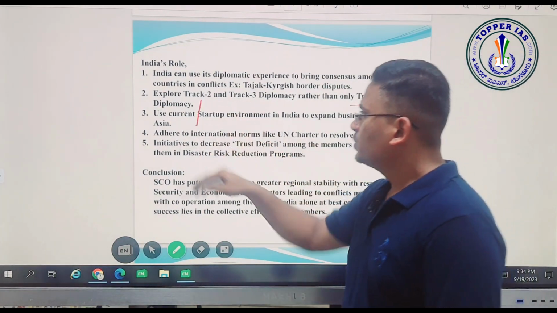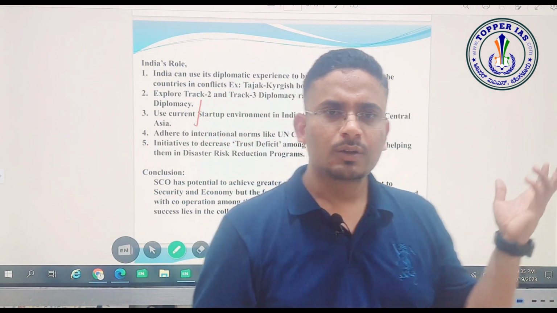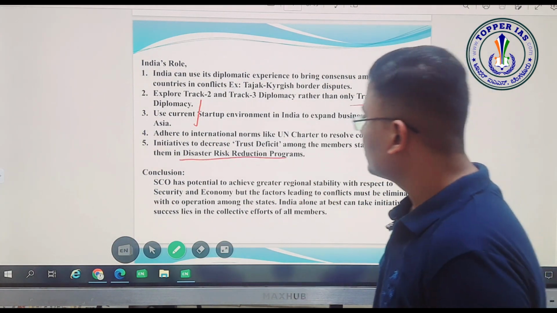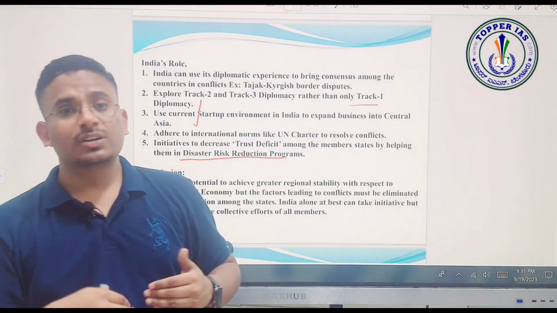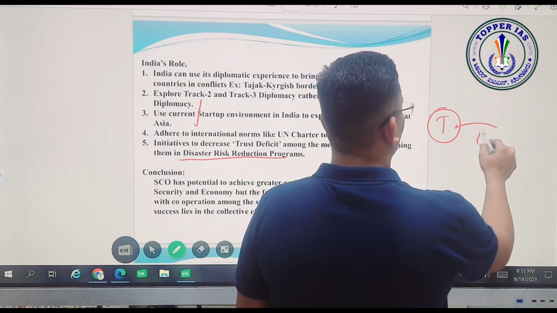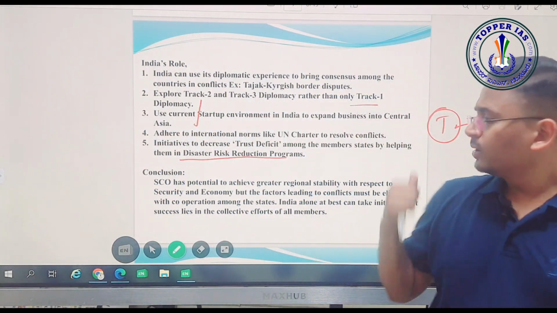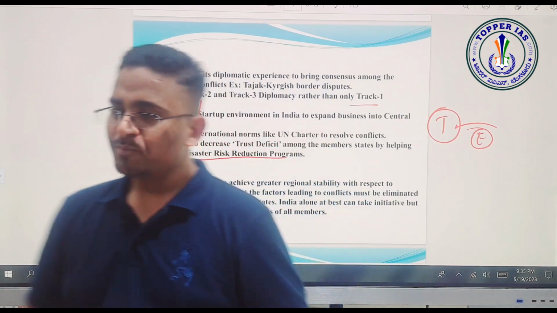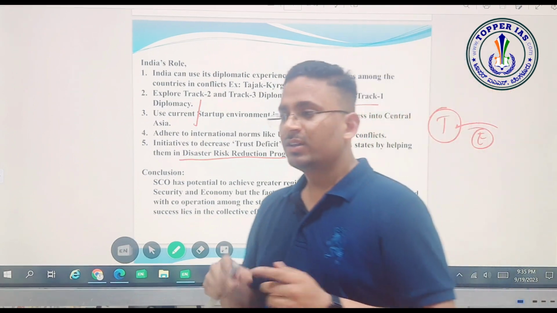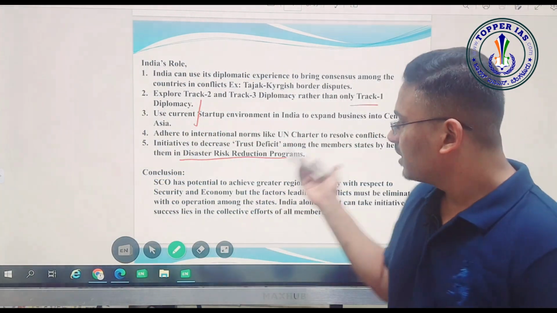Then these are very generic points which you can add, because if there is any conflict, we have to follow the United Nations charters and regulations to solve it. And India can focus on disaster risk management programs so that the trust deficit between countries comes down. The recent example you can take is Turkey. Turkey was hit by an earthquake, and India was the first country to send humanitarian aid. And after that, recently in the G20, Turkey supported India's membership of the United Nations Security Council. That can be one thing that India can focus on.